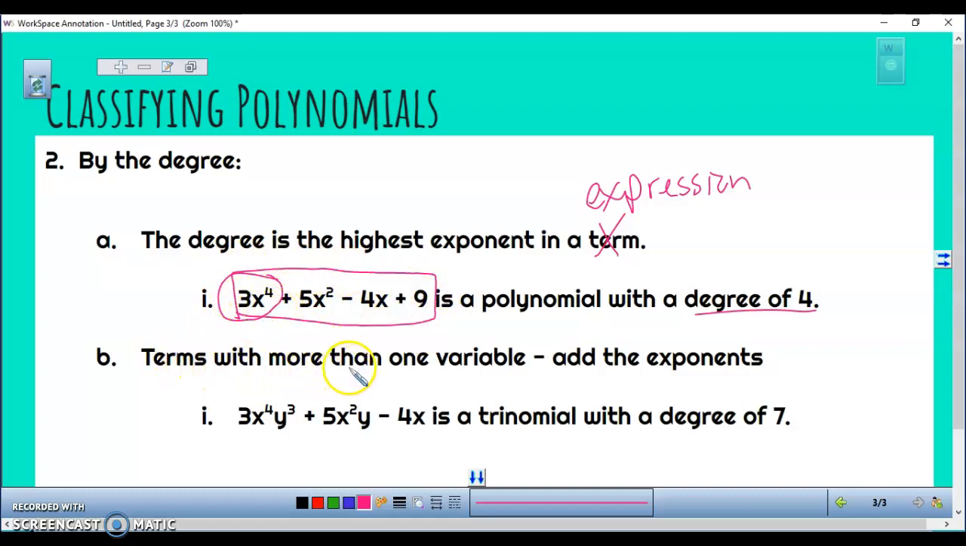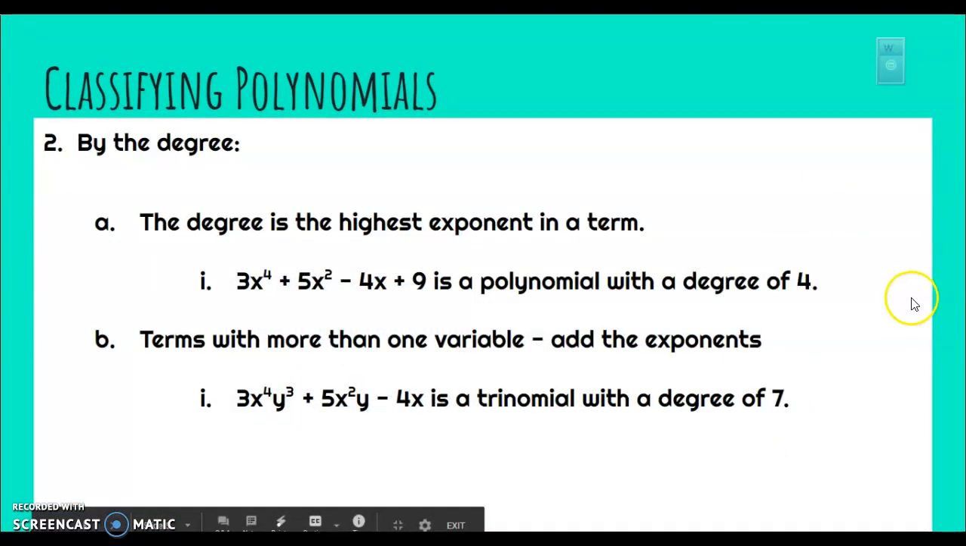Now, terms with more than one variable, and these are rare, we will add the exponents. For example, this is all one term here. So I would add these. So this would be a degree of 7. This would only have a degree of 3 because remember there's 1 here. And this would have a degree of 1 because there's an imaginary 1 there. So in this trinomial, because it has 3 terms, the degree would be 7 because that's the highest. And we will practice this in just a minute.